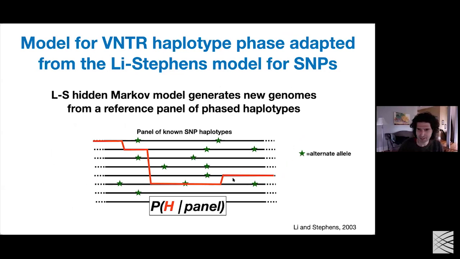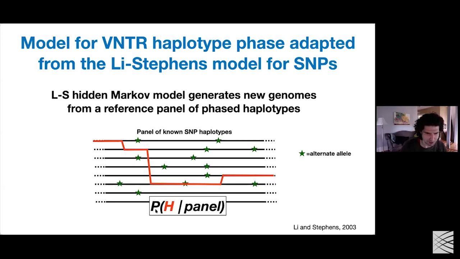Given a panel of haplotypes, Li and Stephens define a probability distribution over new haplotypes. You can think of a haplotype as a sequence of zeros and ones corresponding to the reference and alternate allele at each SNP. A typical new haplotype is a mosaic built out of long contiguous stretches of reference haplotypes, like this, with a small number of jumps between panel entries. The jumps are meant to model recombination events, and the model's preference for contiguous stretches of reference haplotypes encodes the local correlations and linkage disequilibrium we see in SNPs.